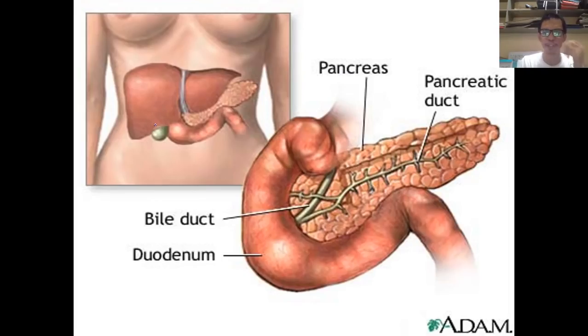Alright, next one. So the pancreas is located behind the small intestine that we have right here. This is the small intestine, and behind it is the pancreas. Alright, so above it is the liver. Somewhere here. So this is the liver, which is also an endocrine gland.